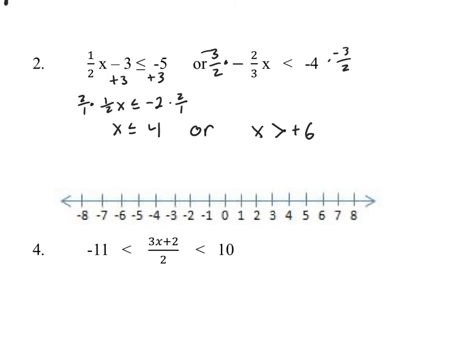All right, we're just going to sketch this graph. So we have x is less than or equal to 4. So closed circle at 4, and then shading in the less than direction, for the numbers that are less than 4. x is greater than 6. So open circle at 6, and the numbers greater than 6 are to the right.